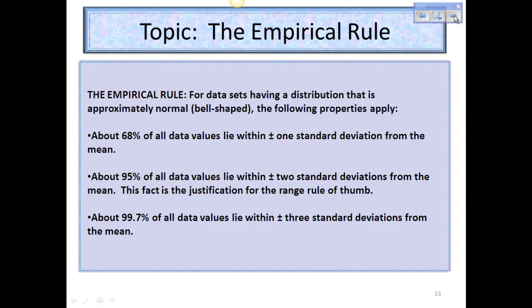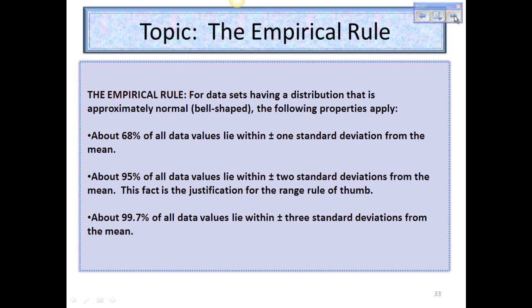For data sets having a distribution that is approximately normal or bell-shaped, we have the following properties. About 68% of all data will lie within one standard deviation above or below the mean. That's what the positive negative means, above or below. About 95% of all data will lie within two standard deviations, and that was the justification for the range rule of thumb. And about 99.7% of all data will lie within three standard deviations above or below the mean.